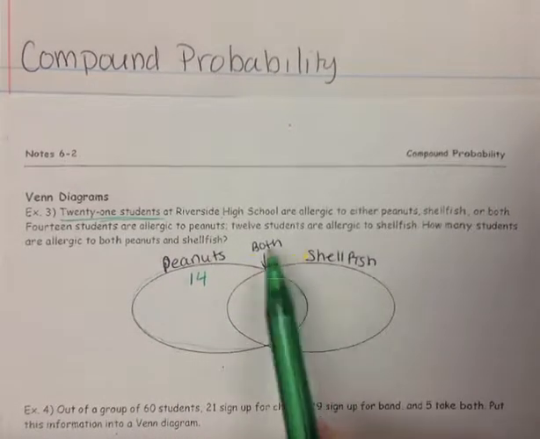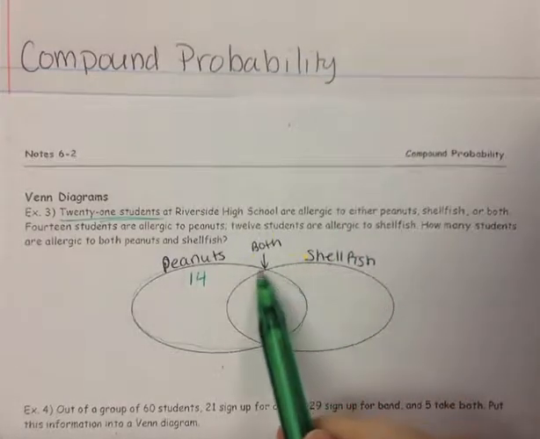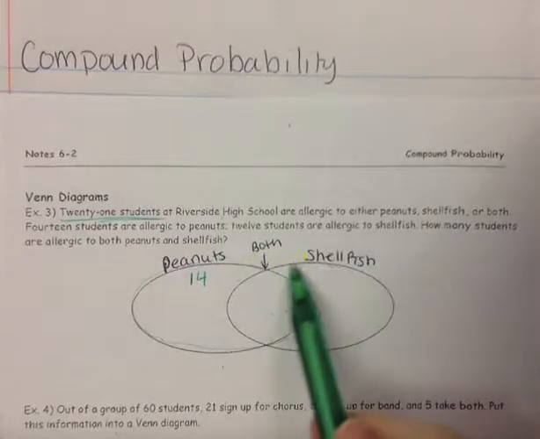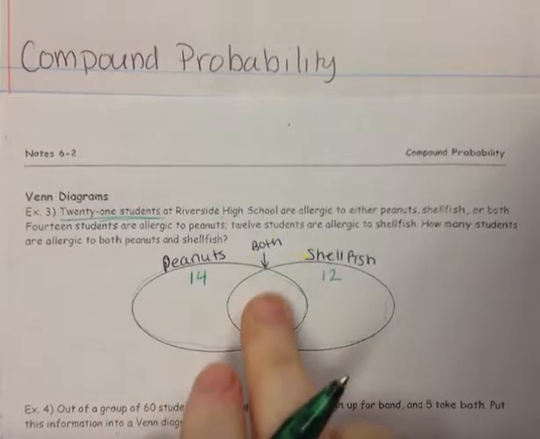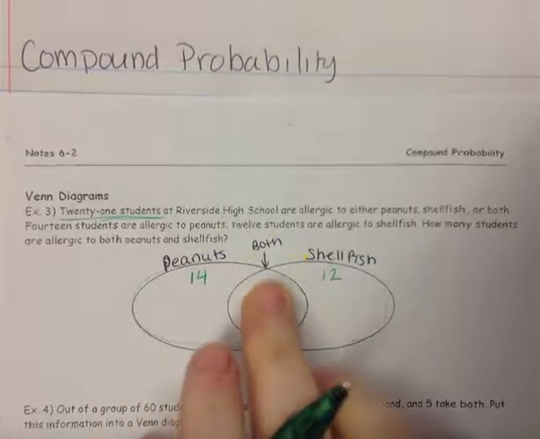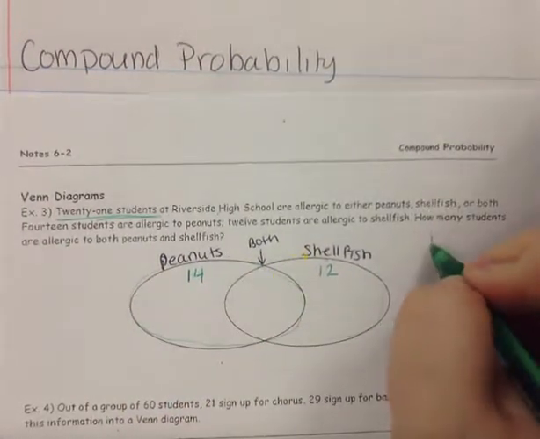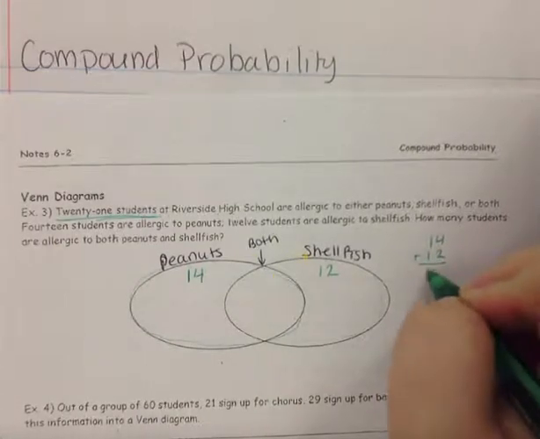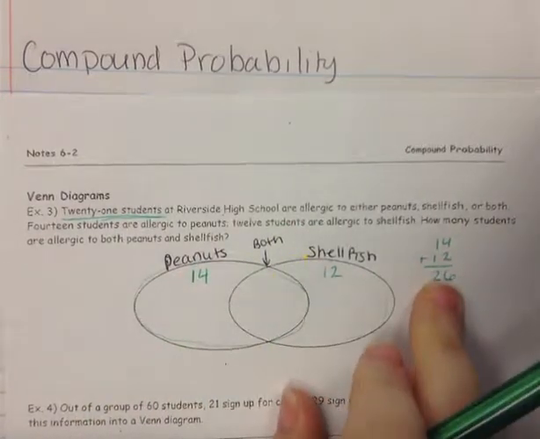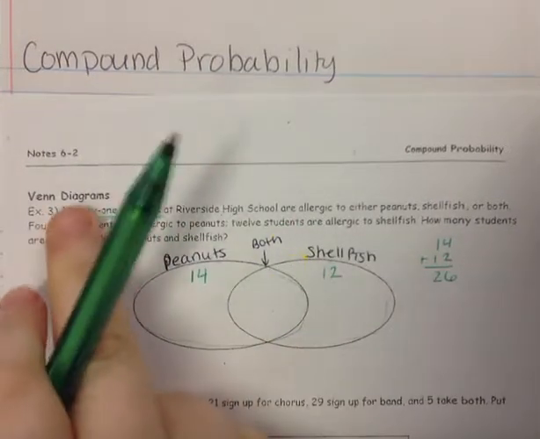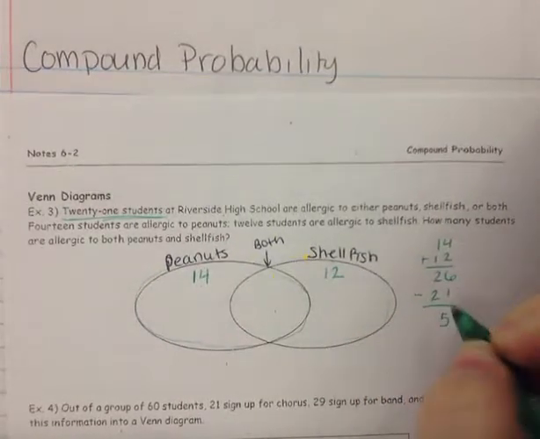Then it also says that 12 students are allergic to shellfish. Again, the "only" is missing. So there are 12 students who are in that entire circle. But I need to figure out what the overlap is. So right now, we have 14 students and 12 students. Well, 14 plus 12 is 26. But we're only allowed to talk about 21 students. So we have too many students. That means that we have overlap. There are 21 students that we can have, so if we subtract that 21, we're left with 5. That's our overlap.